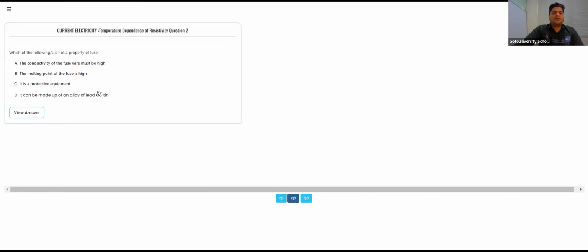Which of the following is not a property of fuse? Options are: A, conductivity of fuse must be high; B, melting point of fuse is high; C, it is protective equipment; D, it can be made up of an alloy of lead and tin. Which of these is not a property of fuse? Anyone?